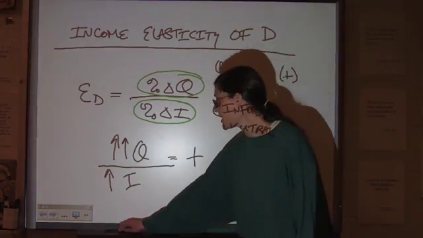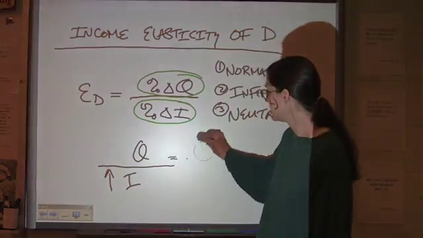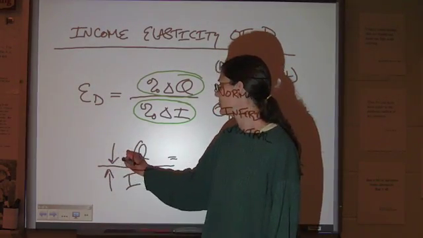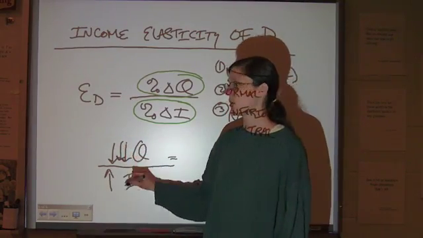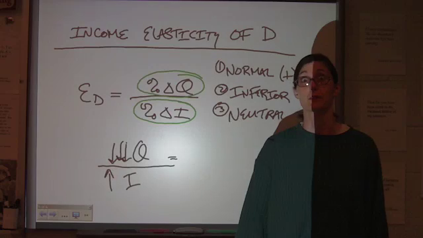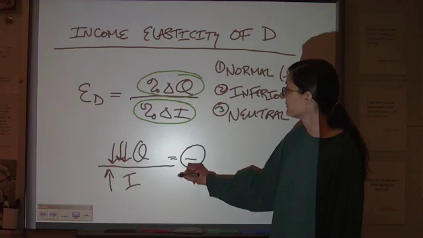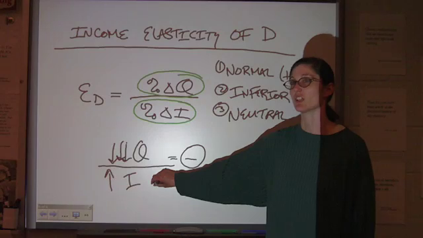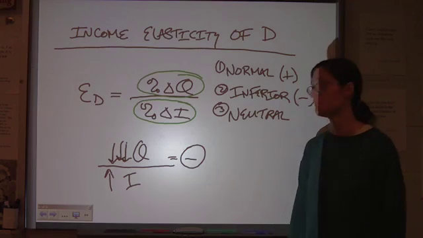Now, if you have an increase in your income, which yields a decrease in quantity, maybe it's quantity that goes down to virtually nothing, okay? So that you're getting a negative, you're buying a lot less based on your income going up, then that would be an inferior good.